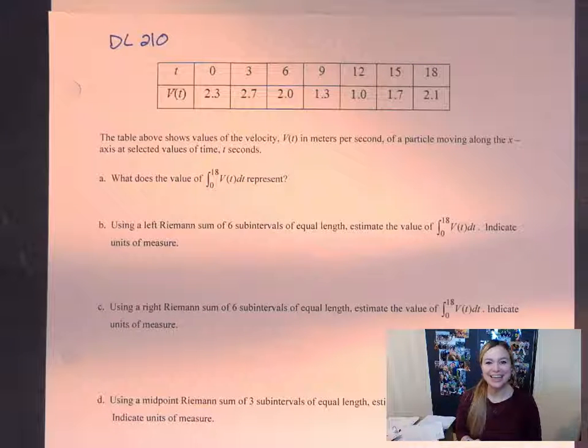Daily lesson 210, finally! I feel like I've tried to do this twice. Now we're like, yes, let's do it.